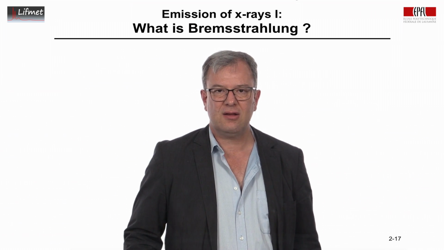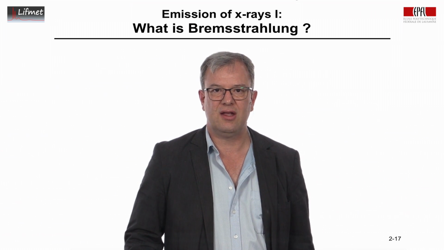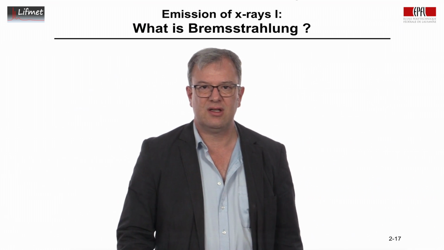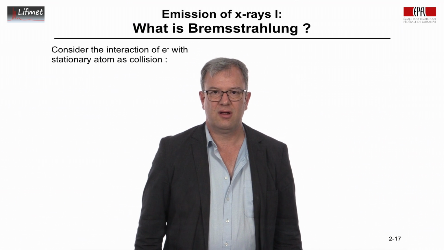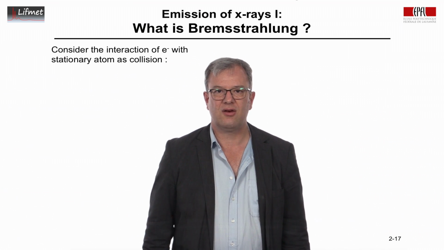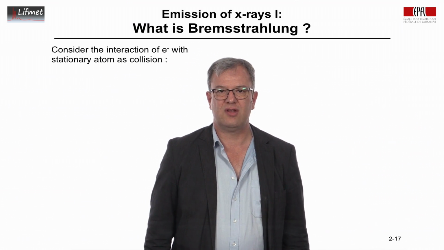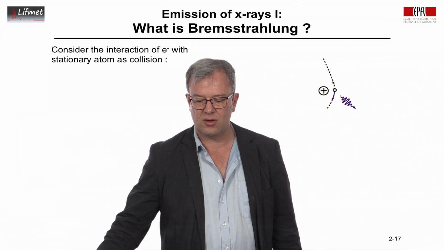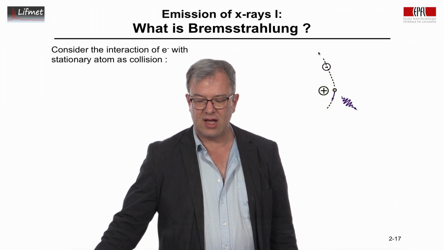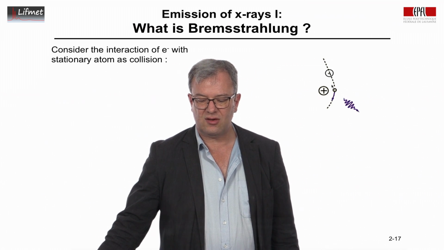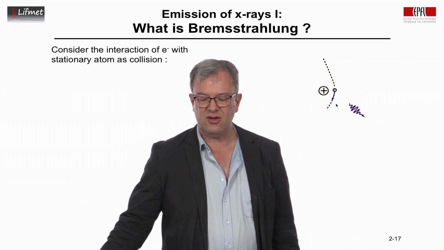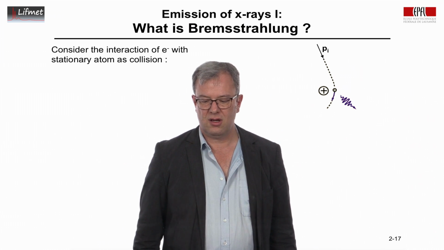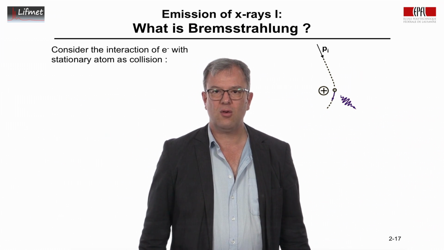That would be the ideal case, but this is not the reality, and we're going to have to look at the emission of X-rays generated in an X-ray tube, and we're going to look at the interaction of the electron with a stationary atom. We'll look at this as a collision. So we have the nucleus here. We have the electron as it comes in. It is attracted by Coulomb force, so it changes direction. Now when it changes direction, we can look at this as a collision.